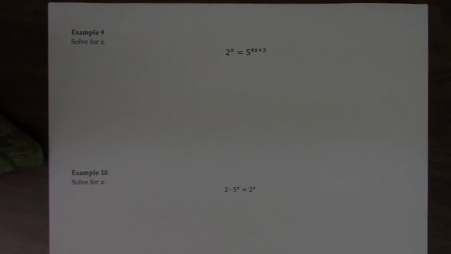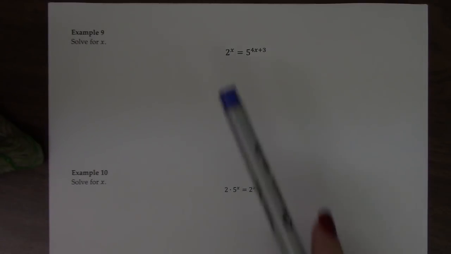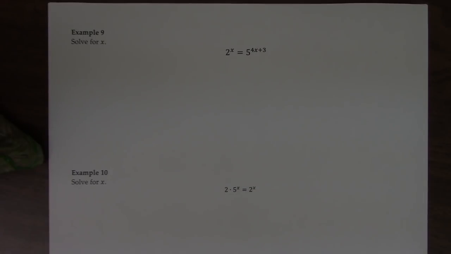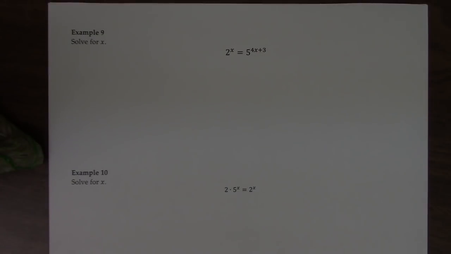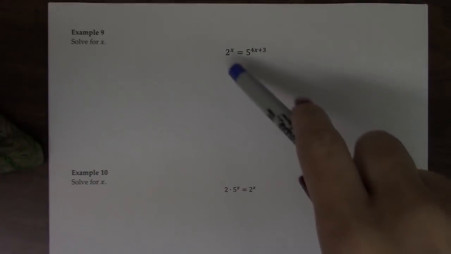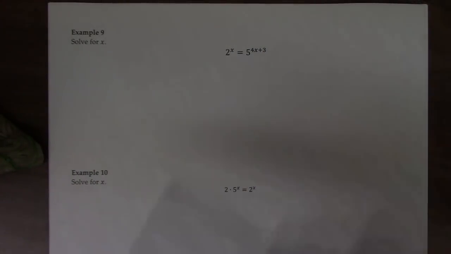Example 9 says solve for x. So this looks very similar to an equation we looked at in the last section when we talked about exponential functions, and that was the one where I found that the base was the same, right? But if you look at this, that fun little trick isn't going to work because we have two prime numbers, right? There's no way I'm going to find any 5s inside of the 2, and there's no way I'm going to find any 2s inside of the 5.